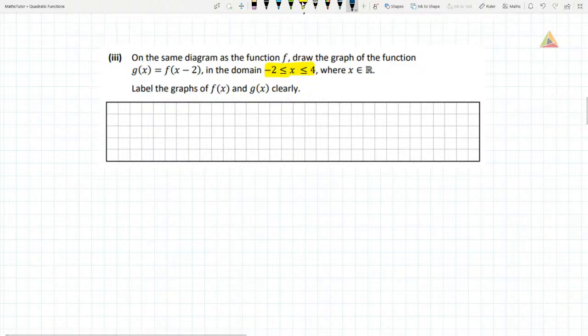There's a couple of things that we need to be aware of when we're doing a graph. So we have a couple of things that we can do that's going to move our graph around. So the first thing is, if I take a graph of a function, so f(x), and I add a constant to it, outside the bracket, that's going to shift the whole graph up.